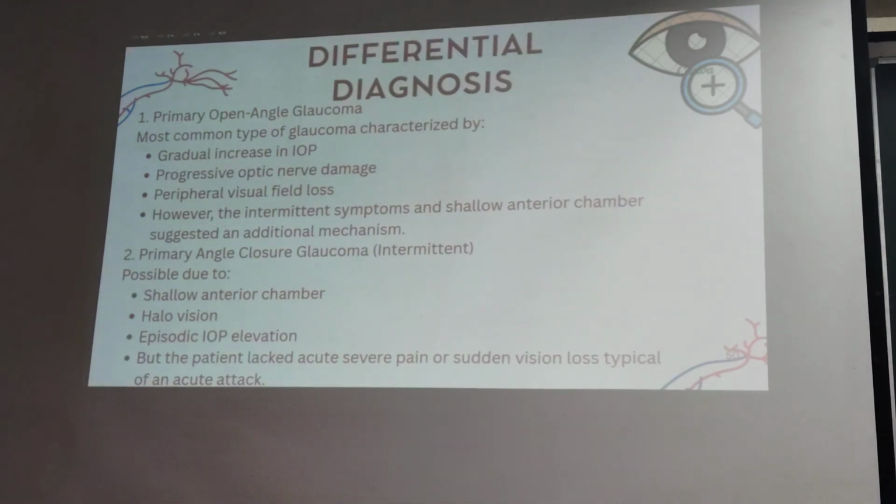Second is primary angle closure glaucoma. It is possible due to the shallow anterior chamber, halo vision, and increased intraocular pressure, but the patient lacked any acute severe pain, which suggests that the patient might be having a chronic cause, as the patient has been suffering from this problem for the last 6 months.